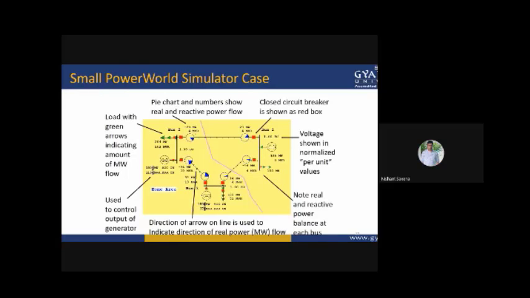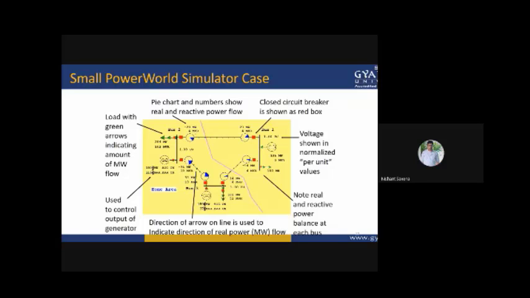Look at this. This is a small PowerWorld Simulator case. You can see that it is a three bus system in which bus numbers 1, 2, 3 are shown, and three generators are connected. Look at bus number 1: it is 106 megawatt and 0 MVAR. At bus number 2, it is 150 megawatt and 116 MVAR. At bus number 3, it is 150 megawatt and 37 MVAR. And the loads are also connected at buses 2, 1, and 3.